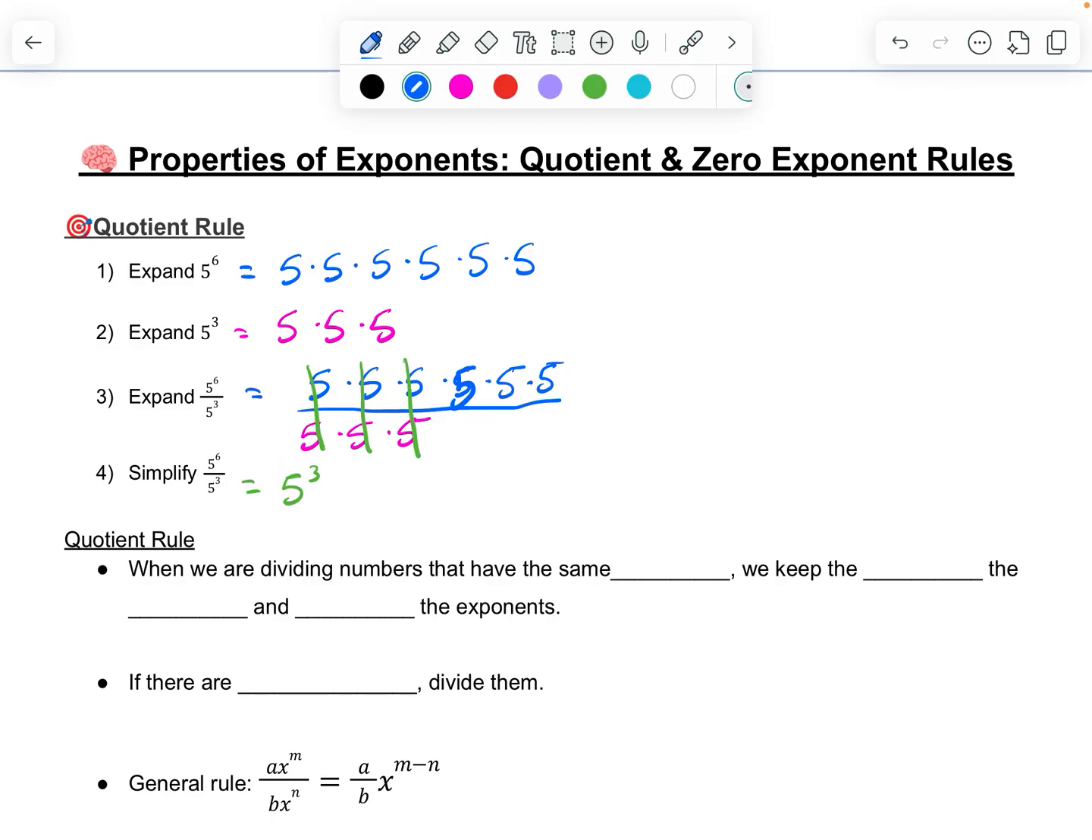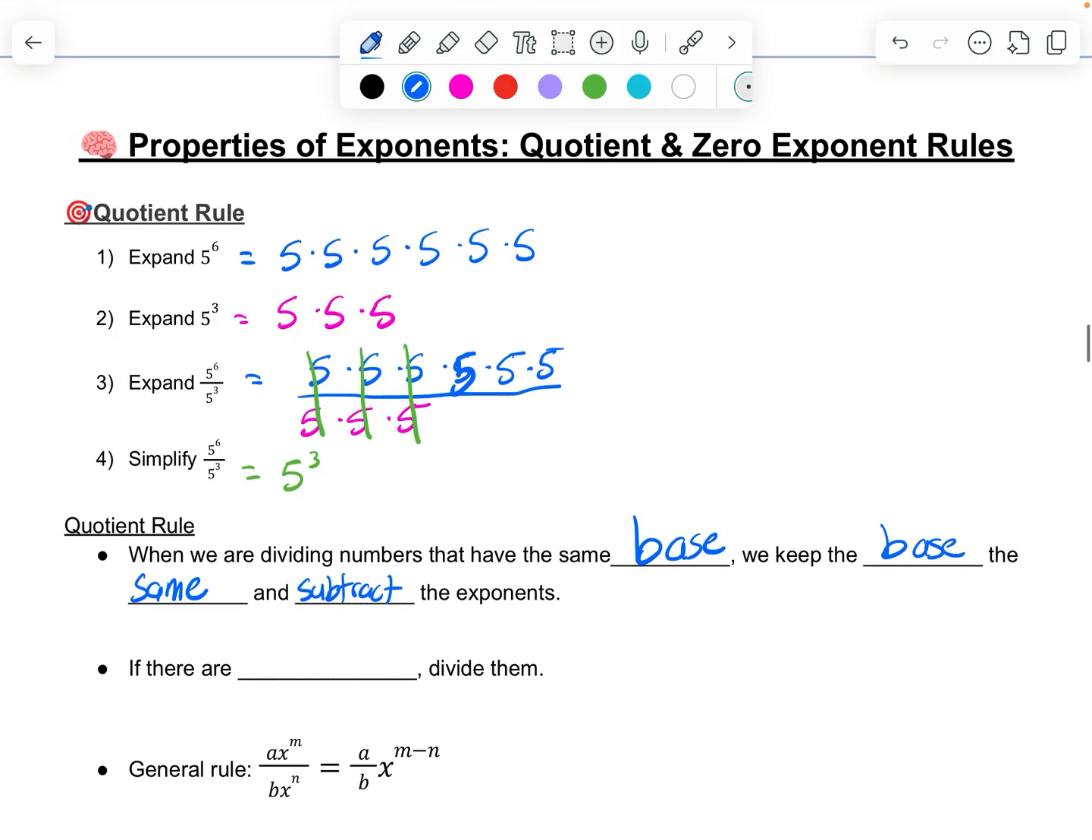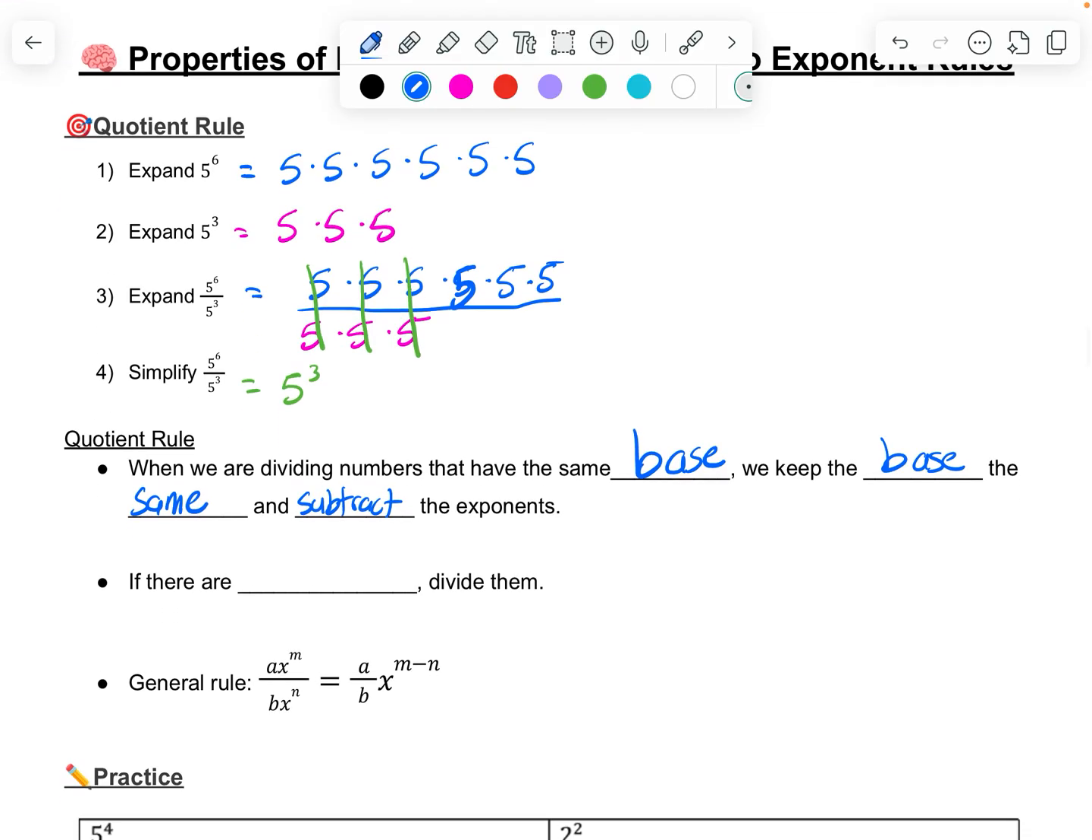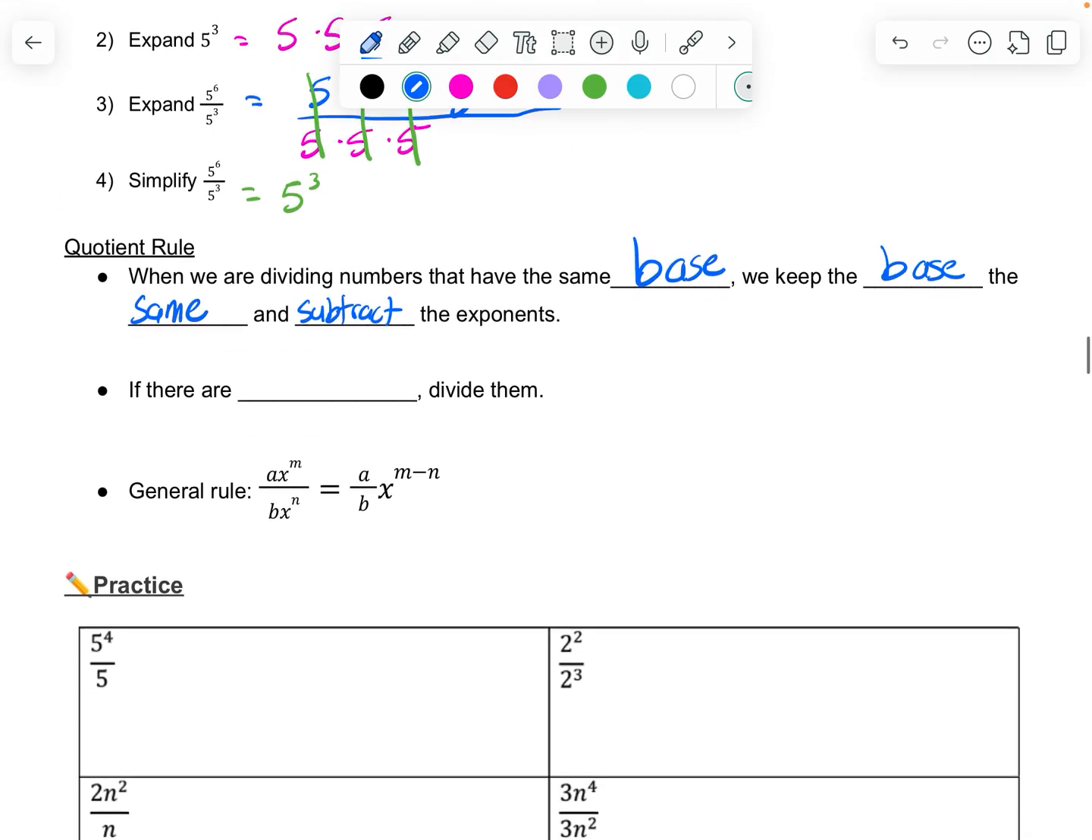All right, so in our quotient rule, when we are dividing numbers that have the same base, very similar to the product rule, we keep the base the same, but instead of adding the exponents, we subtract them. So if we look at 5 to the 6th over 5 cubed, 6 minus 3 would give us 3 there. So very similar to the product rule, but we are subtracting the exponents instead of adding them. Okay, if there are coefficients, divide them.